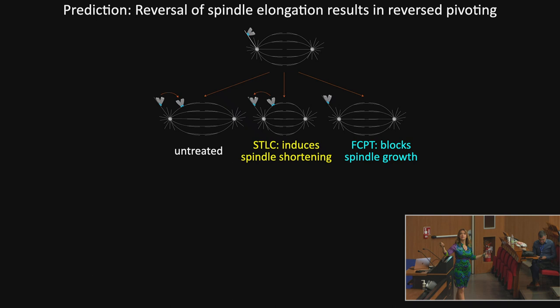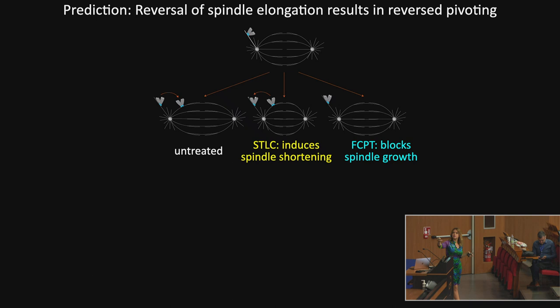So first, imagine a normal spindle. In an untreated cell, the spindle will elongate and the chromosome will move from here to here. Here we wanted to use a drug called STLC. This is an inhibitor of Eg5, which is the protein that makes the spindle grow. Basically, when you do this, you get spindle shortening.